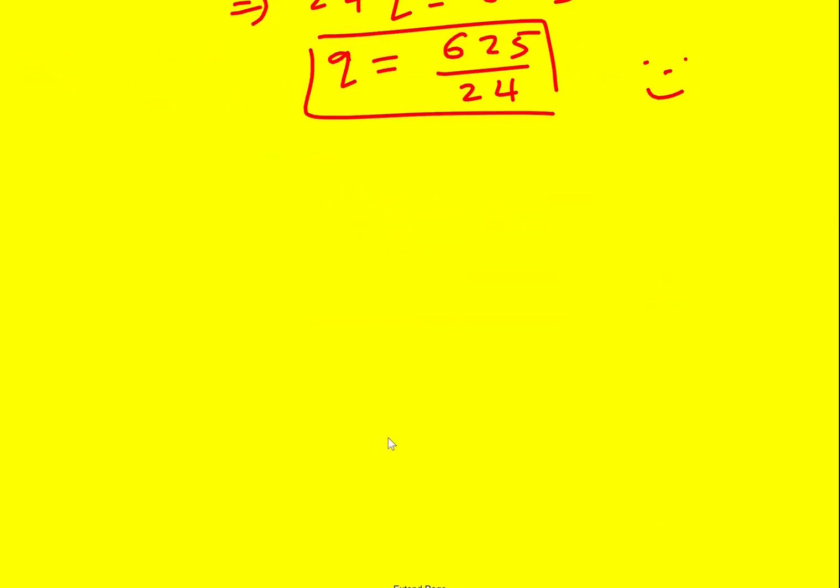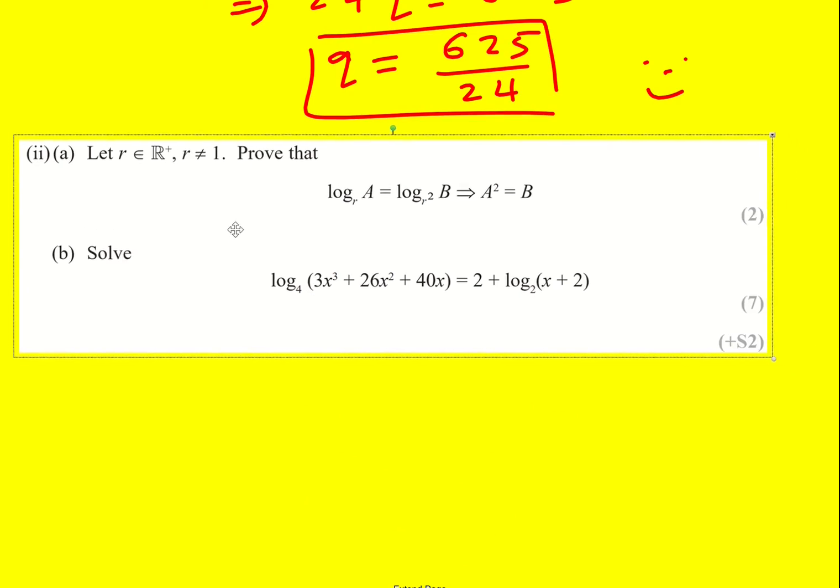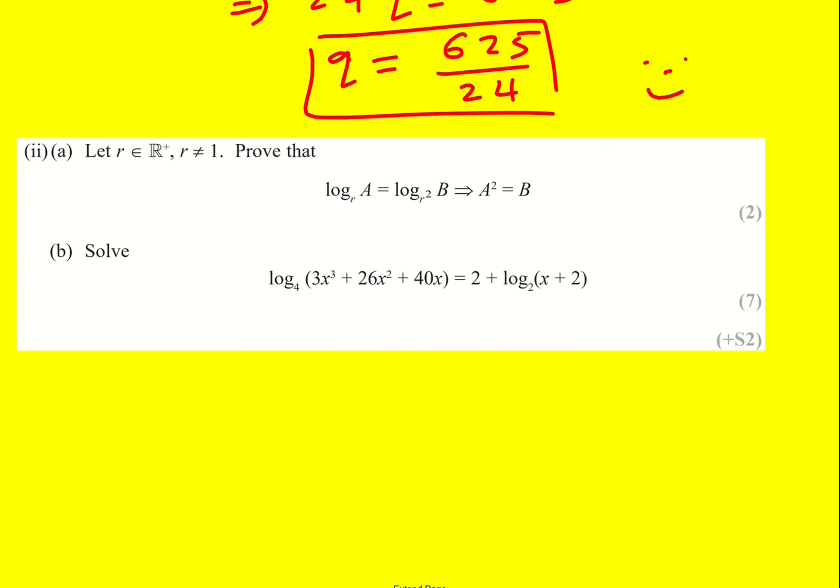Right, on to part 2 of this question. So r is any real number, but it has to be positive, and r is not equal to 1. We need to prove that this statement is true. So I'm going to remember, and we're implying from the left to the right, so we can't start with the right and show that the left is true.